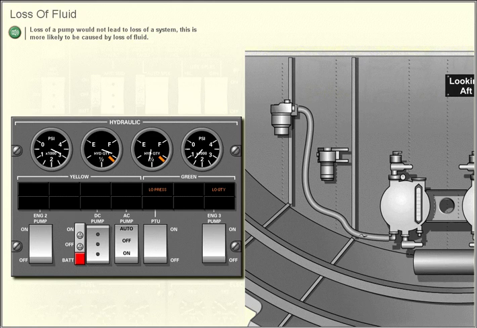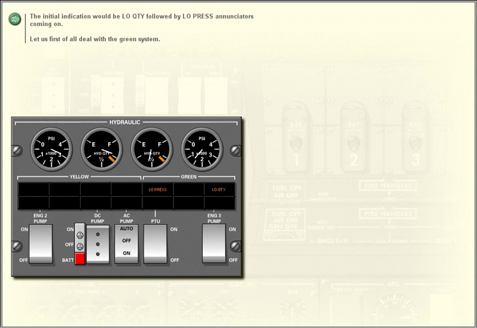Loss of fluid. Loss of a pump would not lead to loss of a system. This is more likely to be caused by loss of fluid. The initial indication would be low quantity, followed by low pressure annunciators coming on. Let us first of all deal with the green system.